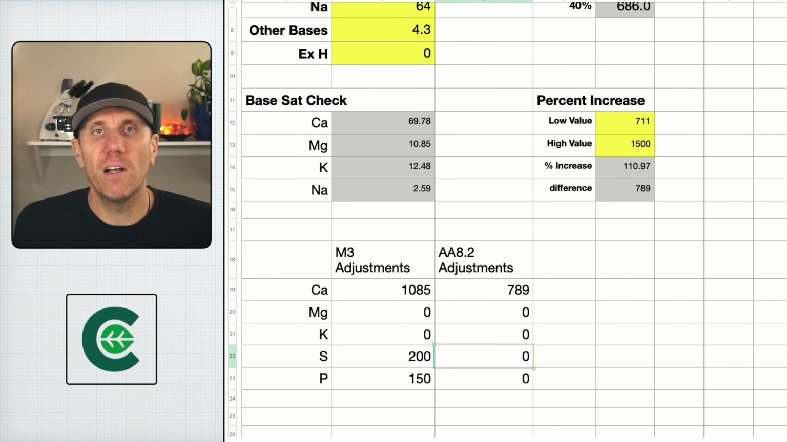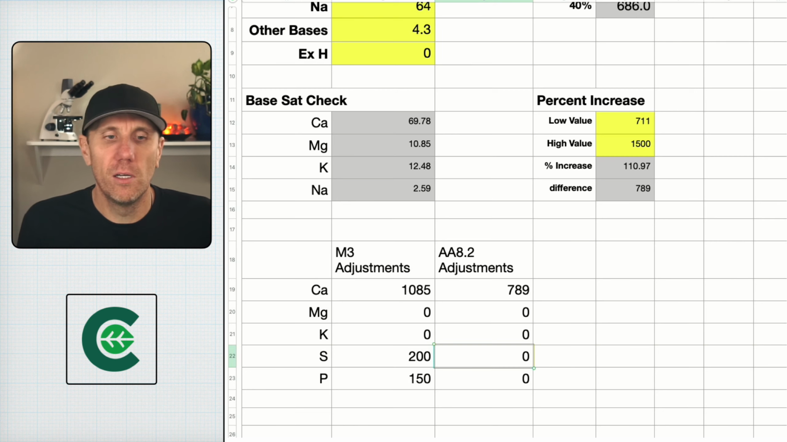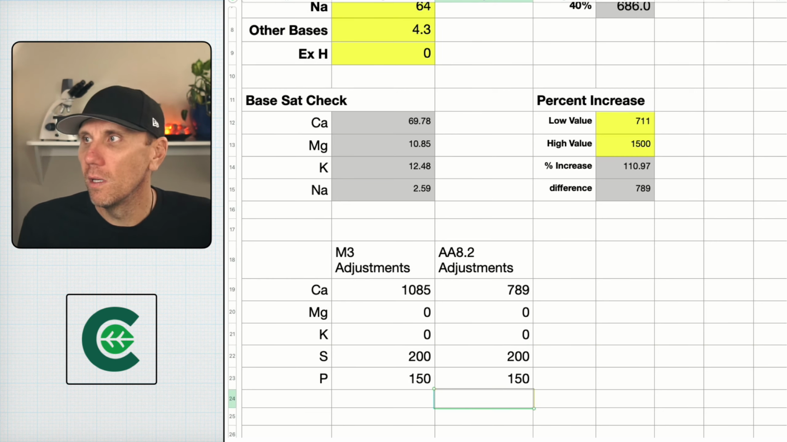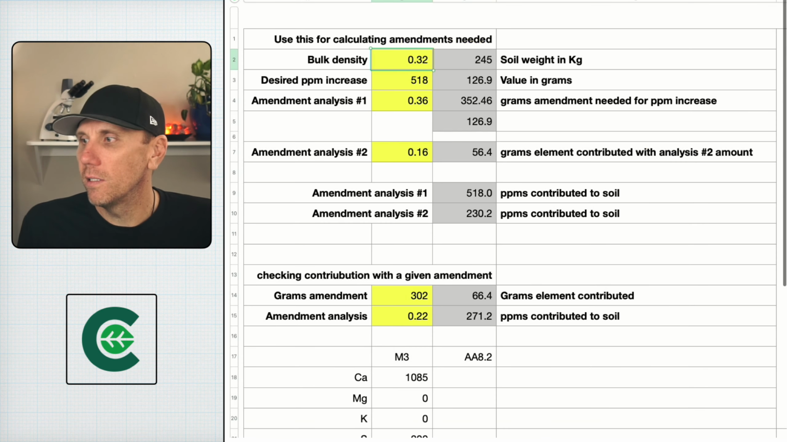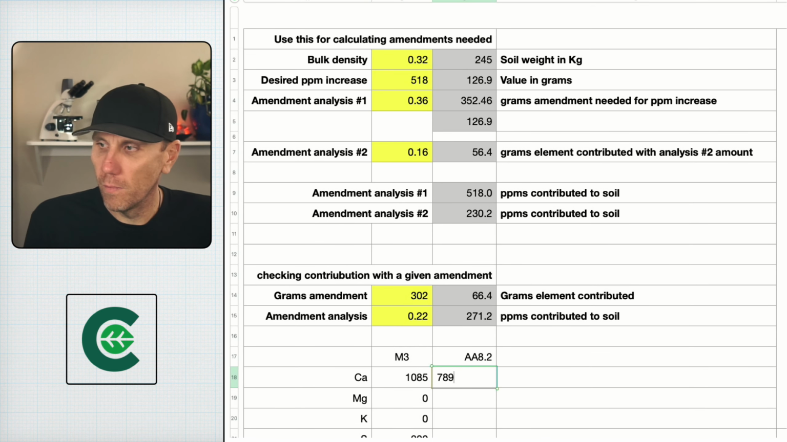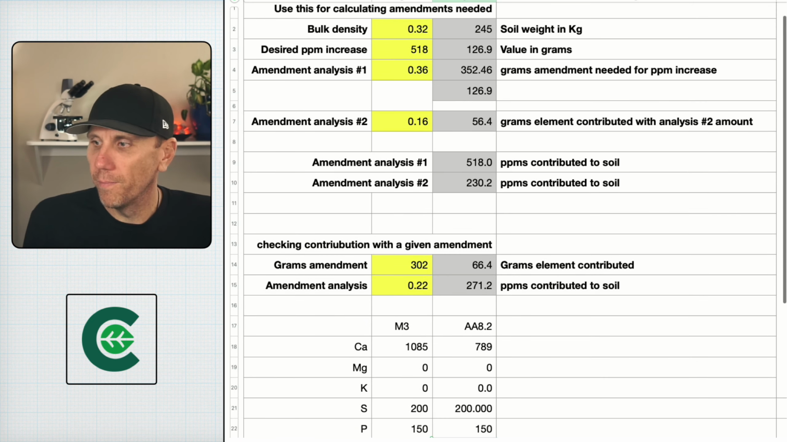And because sulfur and phosphorus stay the same on the 8.2 test, we're going to just keep those same targets for simplicity. So now we move over to our next page, which does the calculations for grams of element contributed by a given compound. And our numbers are carried over from the test mostly. 789, 0, 0, 200, and 150.